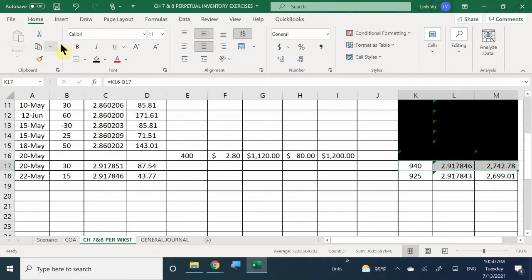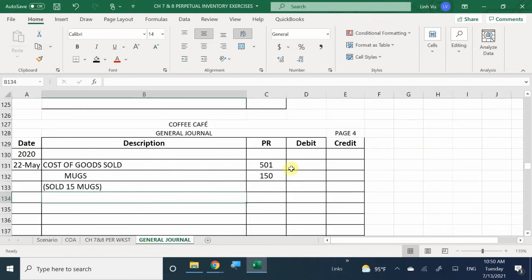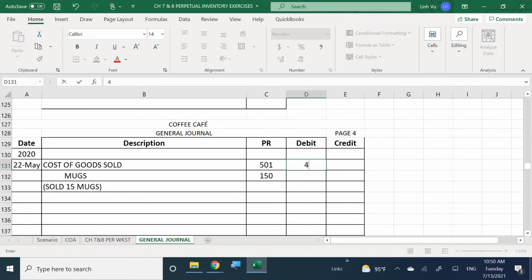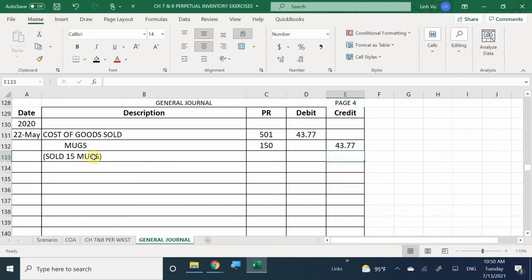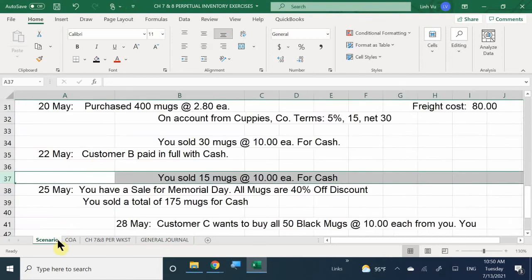Now we know what we sold. So we sold a total of $43.77. So now we have to update my journal to $43.77. And we sold 15. Okay, good. Almost done, guys.